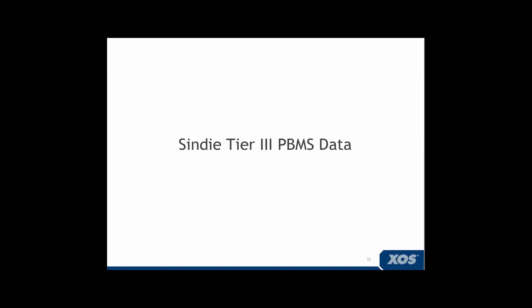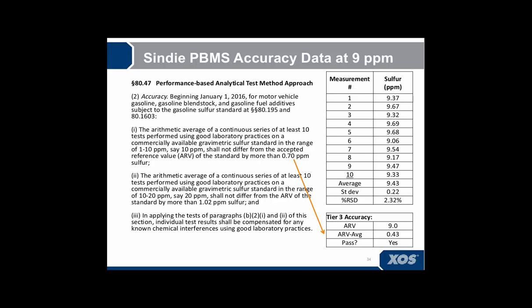Next, let's take a look at some Tier 3 performance-based measurement system data. For those of you that have been through this testing, you're aware that there are two parts to this testing. There is an accuracy piece, and there is a precision piece. First, let's look at the accuracy piece.